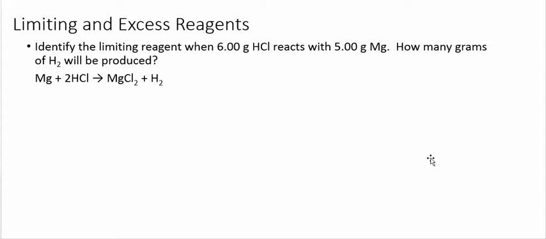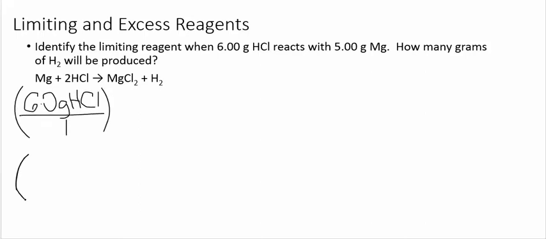Okay, let's go on to another problem with limiting reagent. We're starting with 6 grams of HCl and 5 grams of magnesium. The only difference between this problem and the previous ones is they're starting in grams and not moles. We're still going to set up two separate problems. So we will start with 6 grams of HCl, and we will start with 5 grams of magnesium.